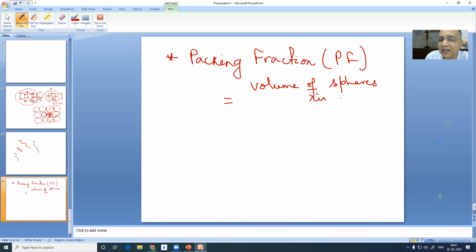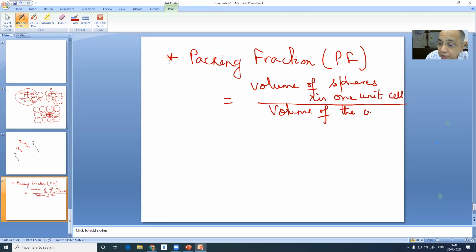in one unit cell, divided by the volume of the entire unit cell, the cubic unit cell. In fact, packing fraction will tell you the fraction of the entire space of the unit cell, and hence the entire lattice, that is occupied. How much space is occupied by spheres?